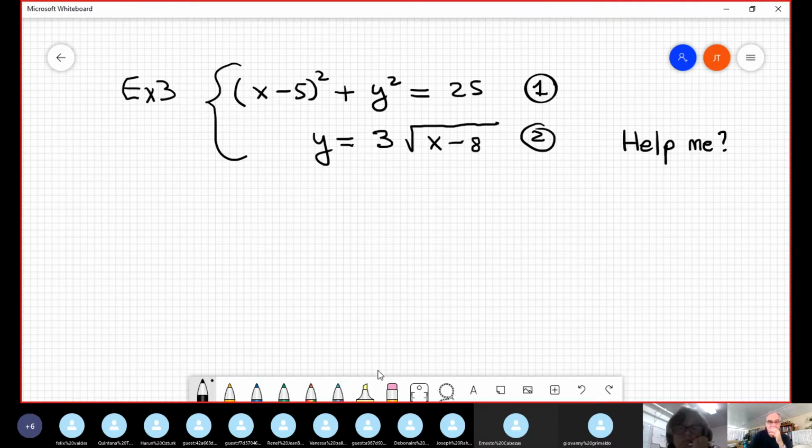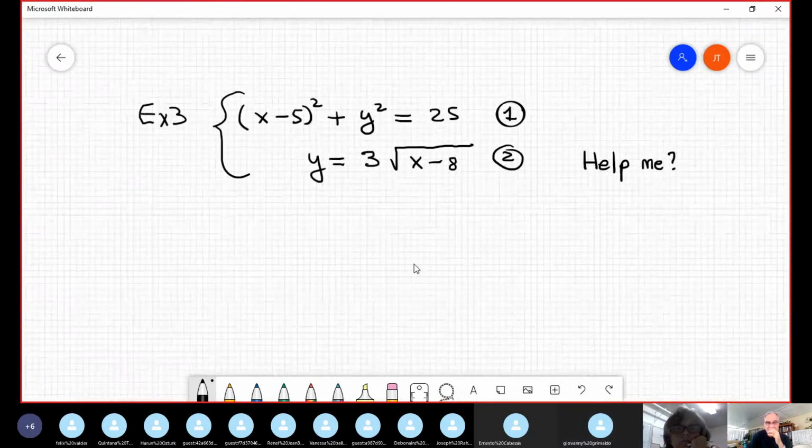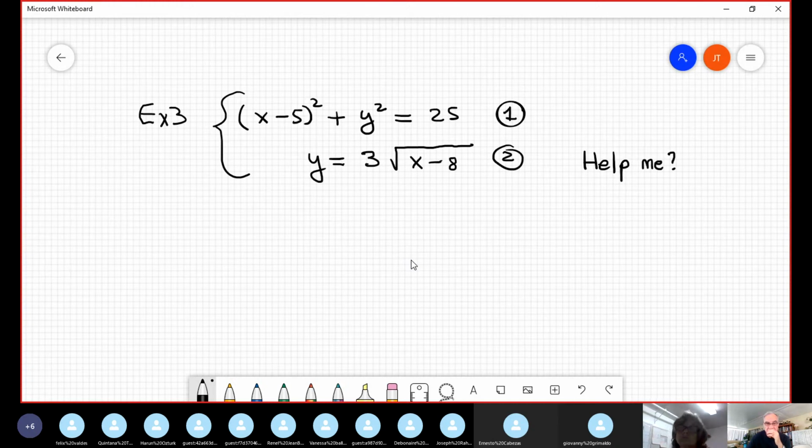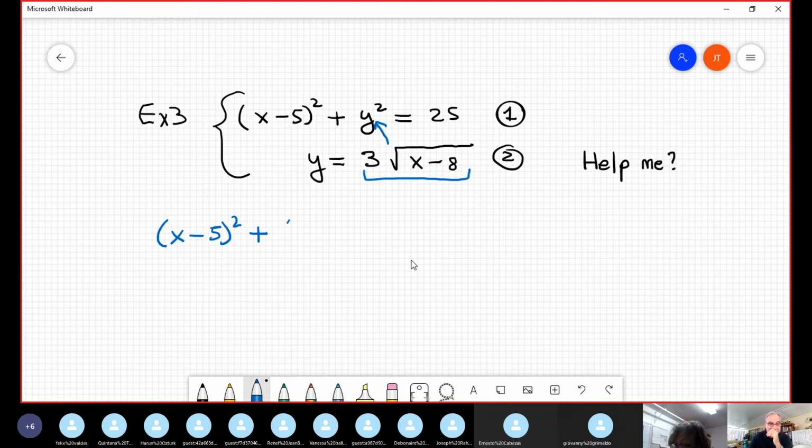Because in the previous problem, we substituted y into the first. Exactly, I take advantage. Okay, y is already isolated. So there is a substitution, this expression here, for the y in the other equation. So I copy, x minus 5, exactly the same, plus, parentheses, 3 square root x minus 8, squared, this 2, equal 25. And this is my new equation that contains, of course, only one variable.